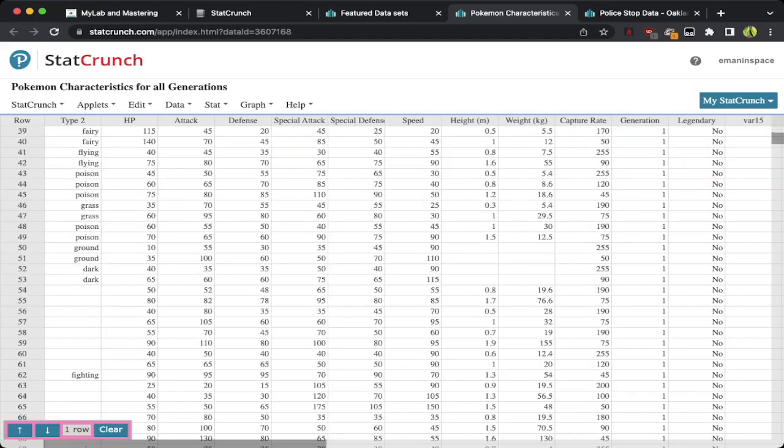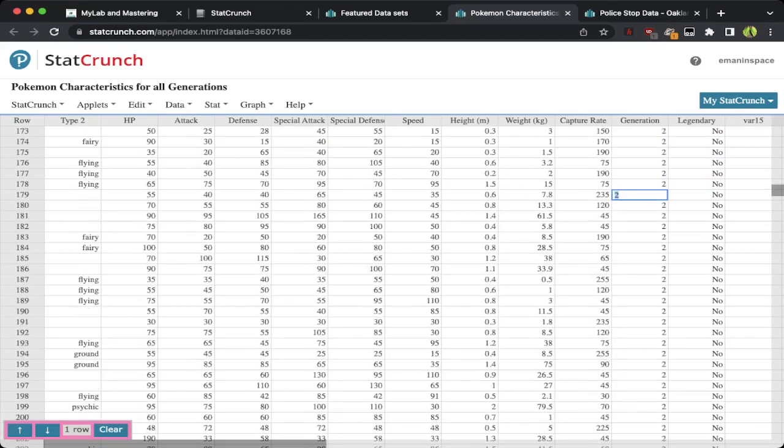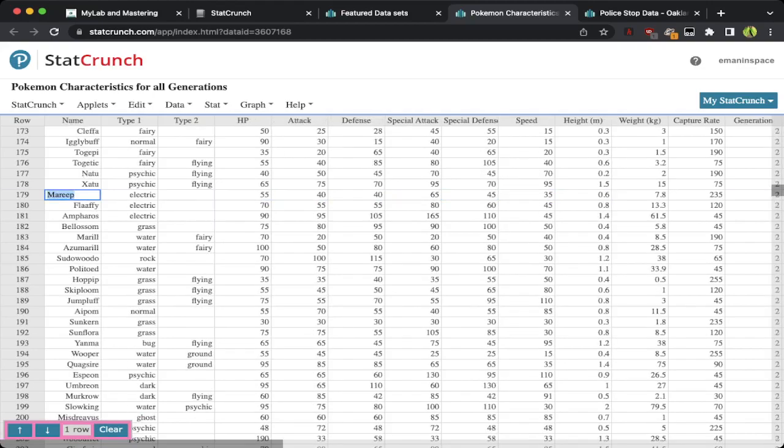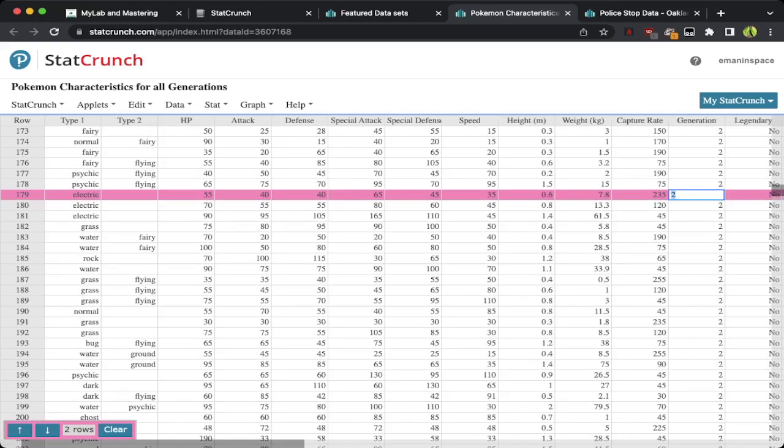And if we go down further, let's scroll for a while, there's a boatload of Pokemon. Now we say second generation Pokemon. So for instance, the Pokemon Mareep, you can see that the value for the generation variable is 2. That does not measure or count something. It places them in the second group of Pokemon. It's actually a categorical variable. And this is the end of the Chapter 1, Section 2 video.